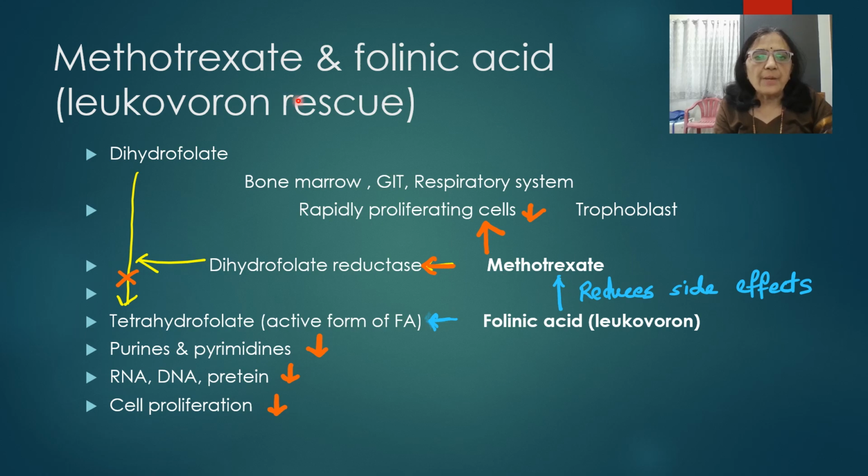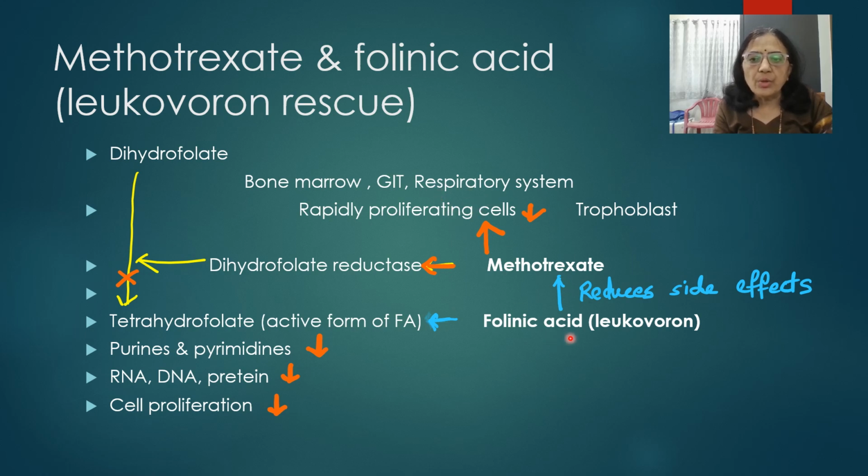Methotrexate is used many times with folinic acid. Another name for folinic acid is leucovorin. So what is happening here is, as we have already seen, methotrexate is tightly binding with dihydrofolate reductase, leading to the inhibition of proliferation of rapidly proliferating cells such as trophoblast, bone marrow, GIT, and respiratory system. So there will be reduction in cell proliferation with the action of methotrexate.